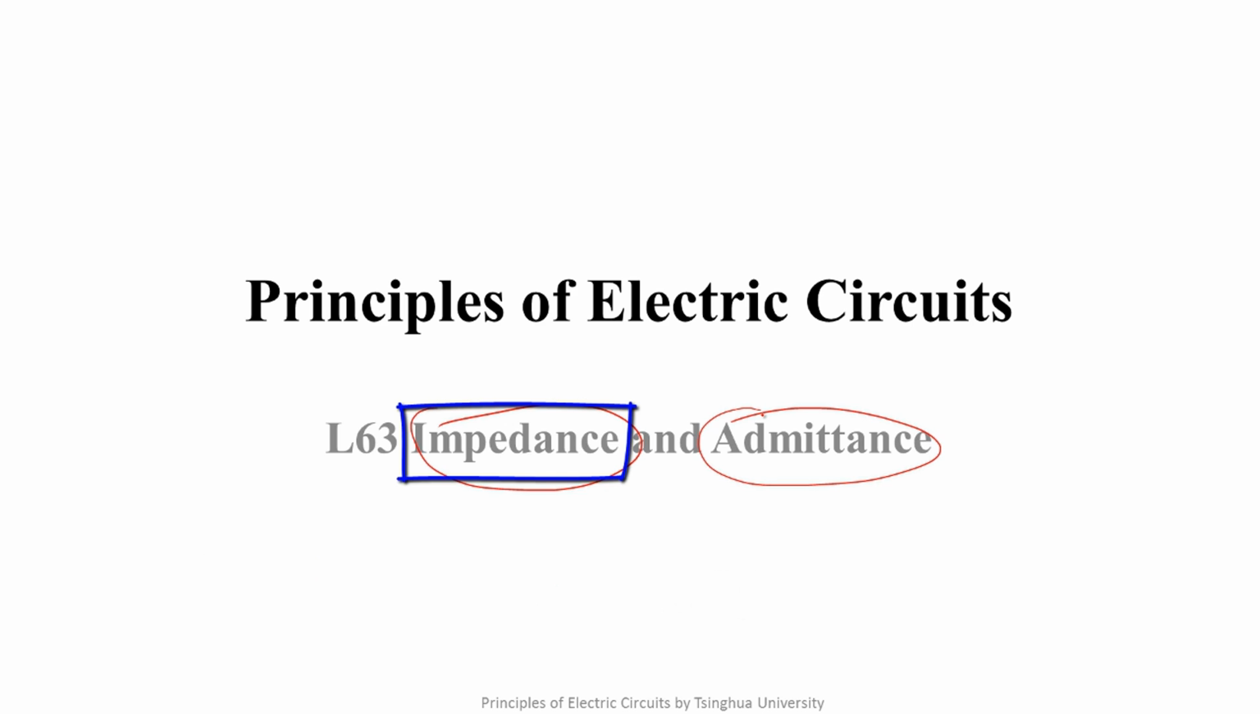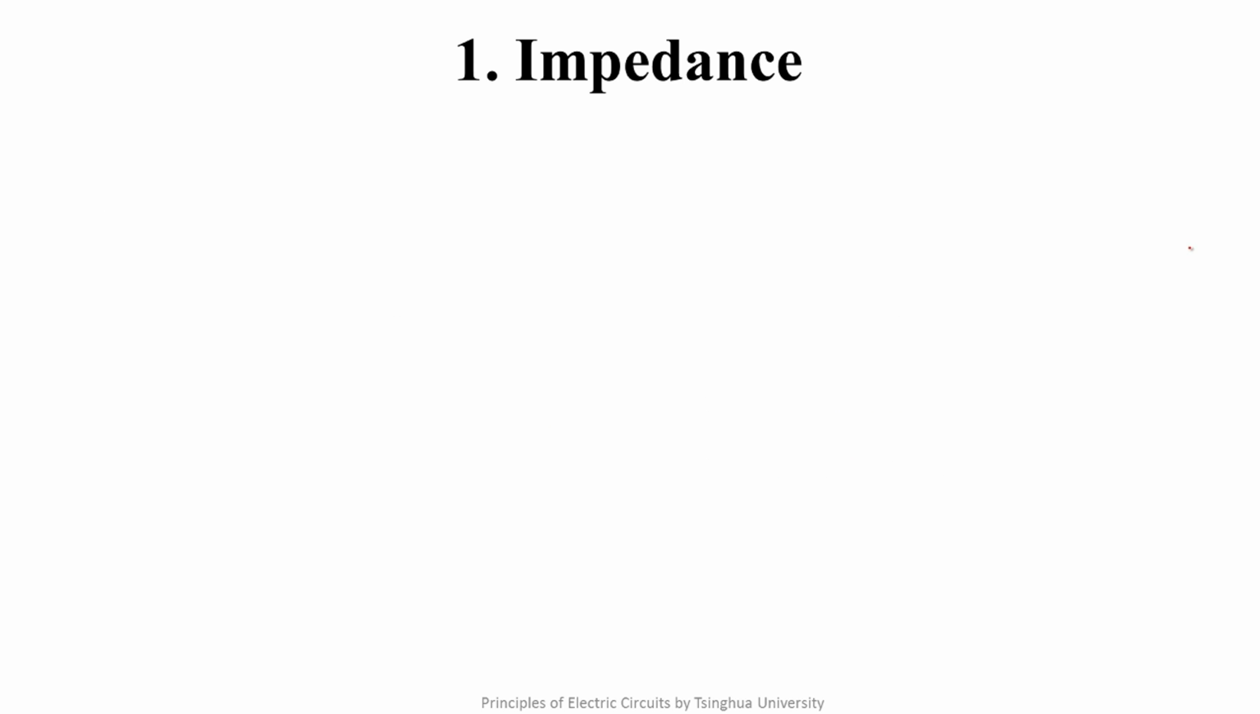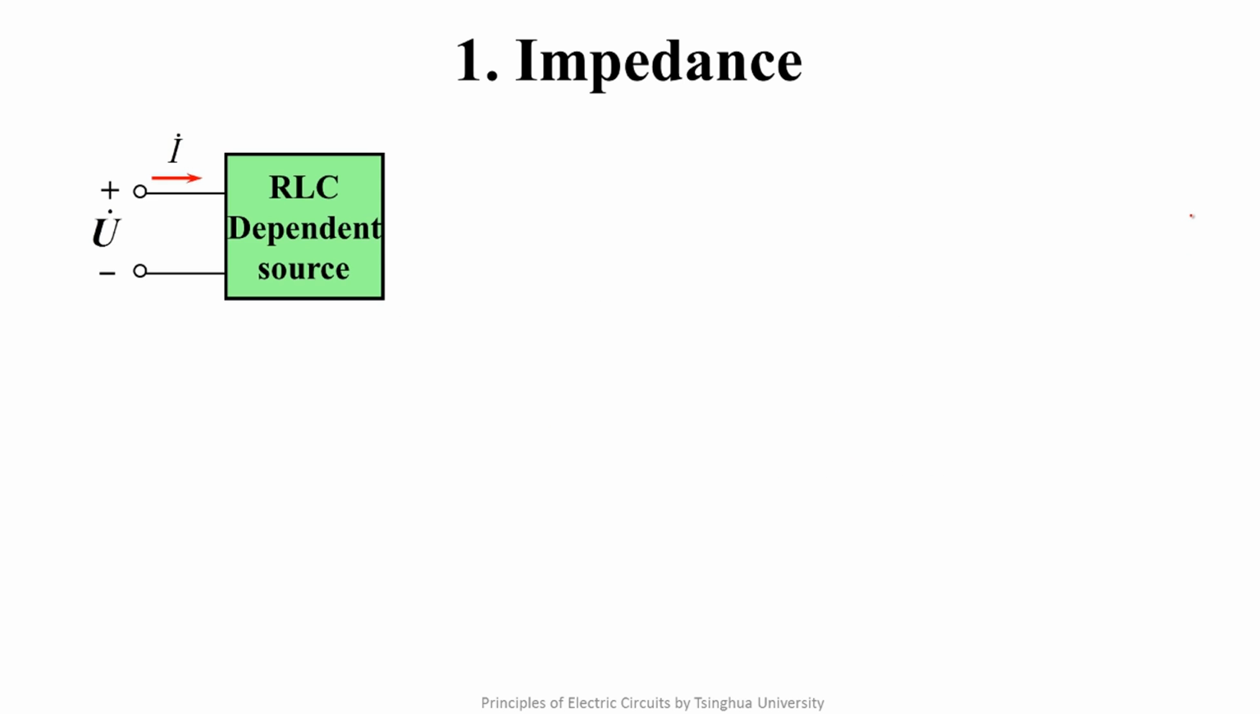Admittance is dual to impedance. They are key contents of this lecture. Let's analyze this one-port circuit. It contains RLC and dependent sources. The whole circuit is operating in SSS.